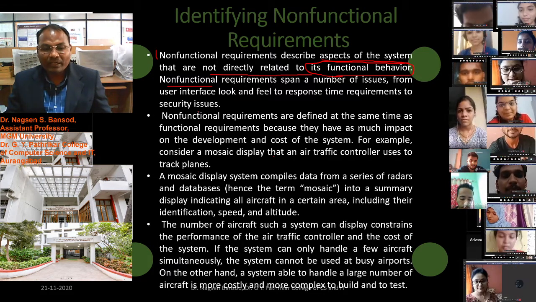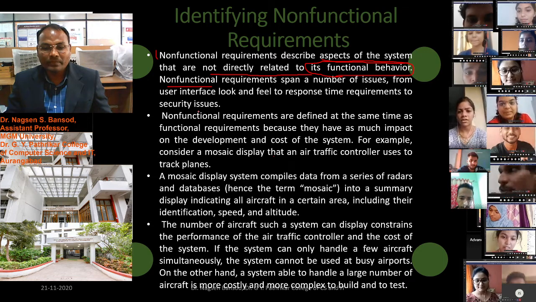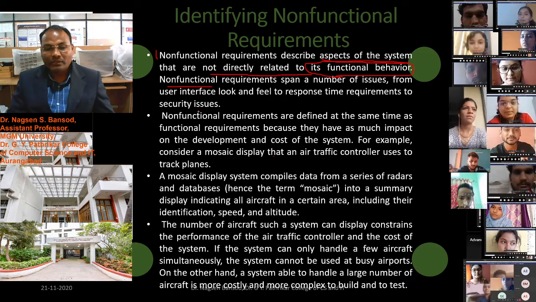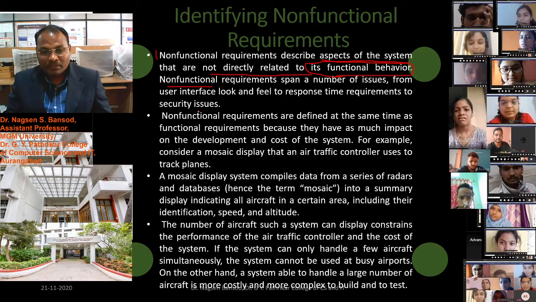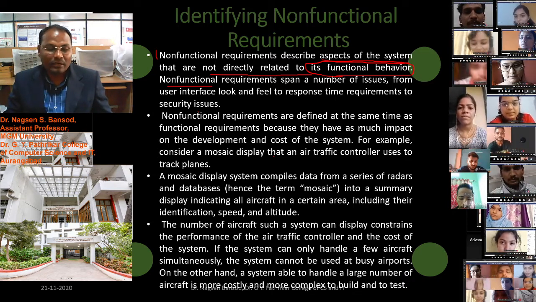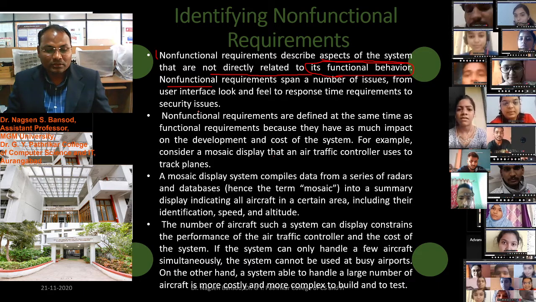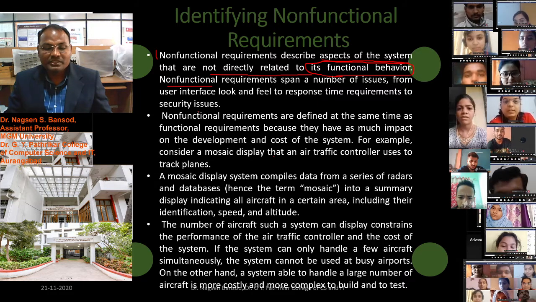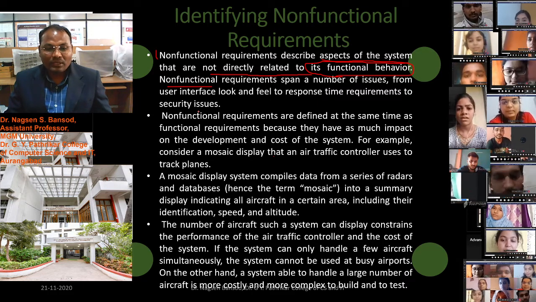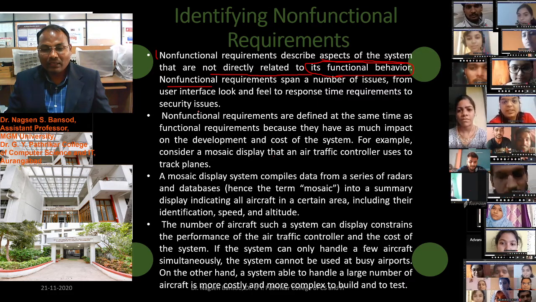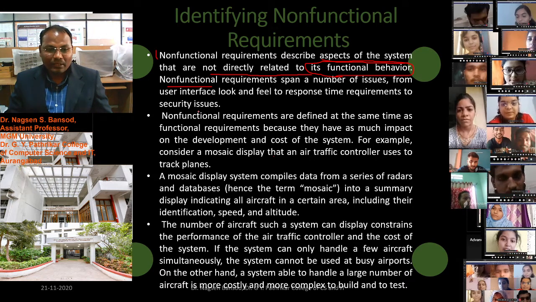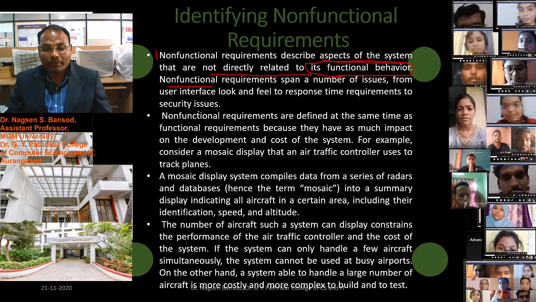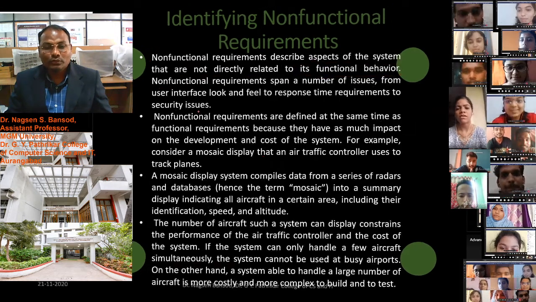The number of aircraft such a system can display constrains the performance of the air traffic controller and the cost of the system. If the system can only handle a few aircraft simultaneously, the system cannot be used at a busy airport. On the other hand, a system able to handle a large number of aircraft is more costly and more complex to build and to test.